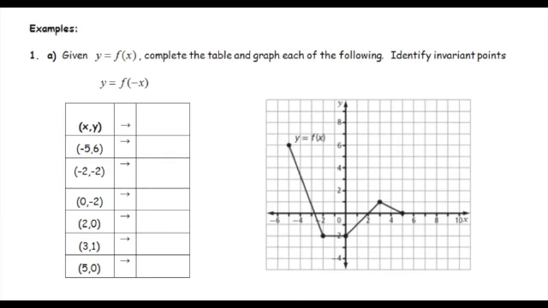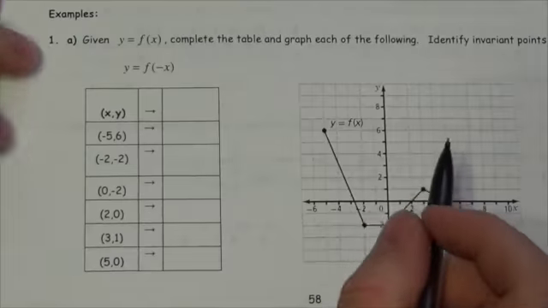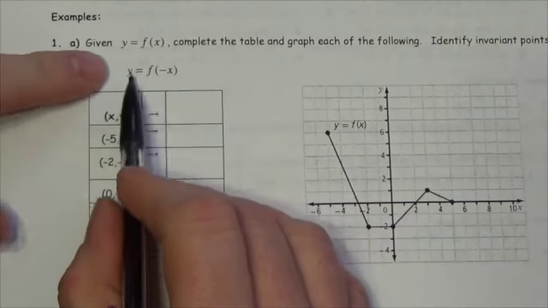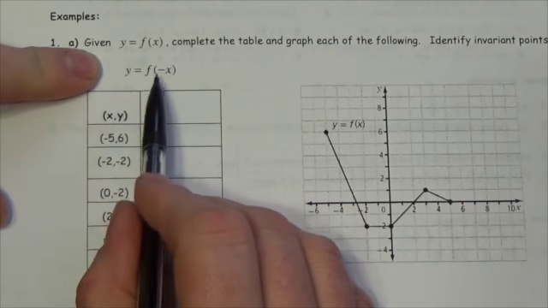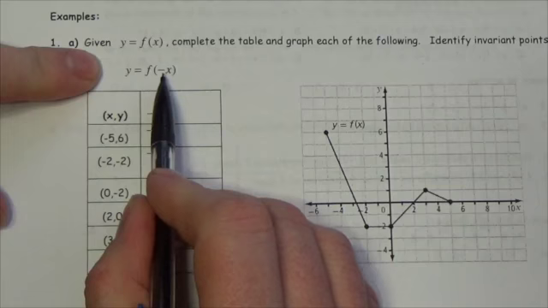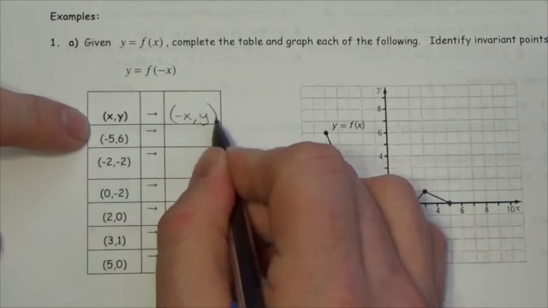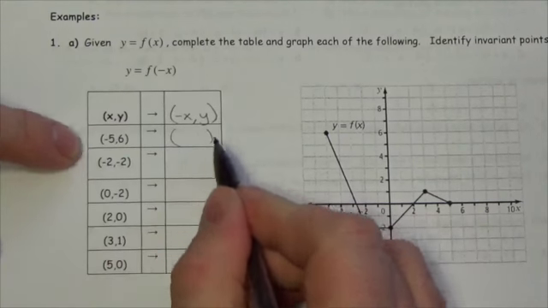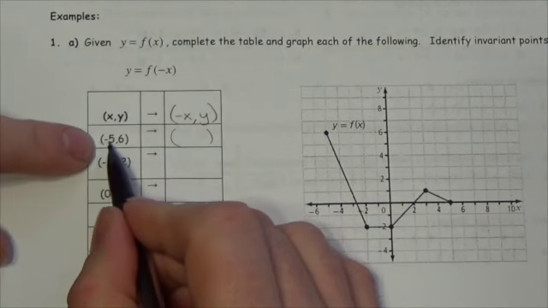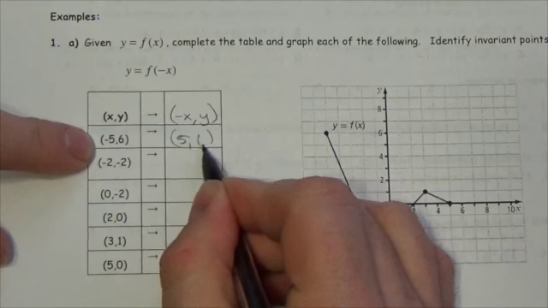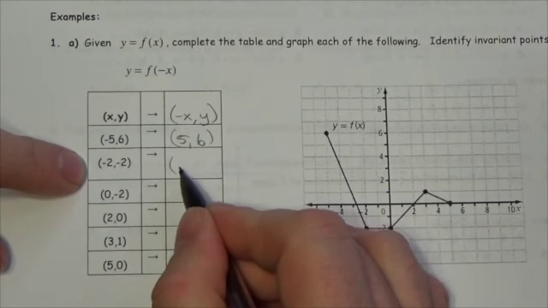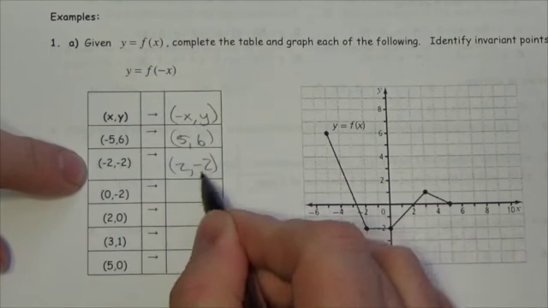Given y equals f of x, complete the table and graph the following. Identify invariant points. So we can see right here that this is going to be a horizontal reflection. The x-coordinate has changed, the independent variable has changed here. And we've seen above that that simply means putting a negative with the x. Now, that means changing the signs here. So negative 5, 6 is going to become positive 5, 6. Negative 2 becomes positive 2, negative 2.